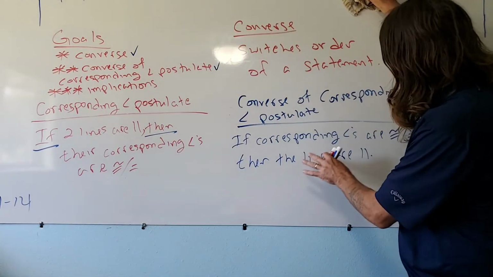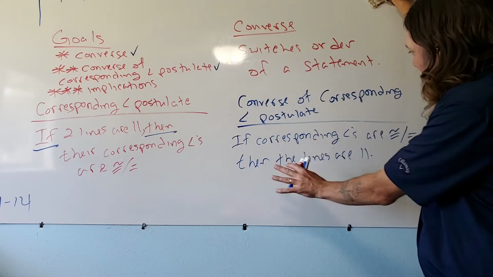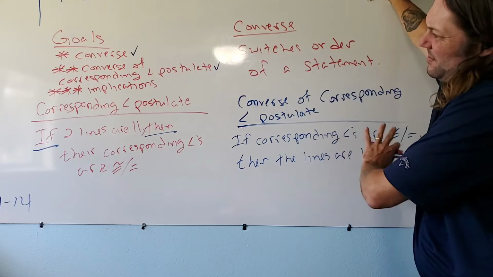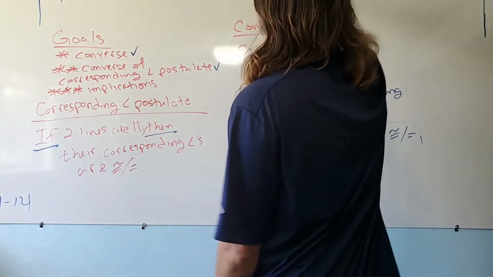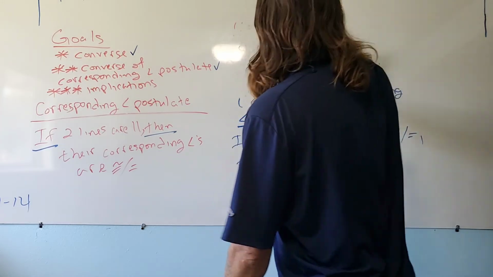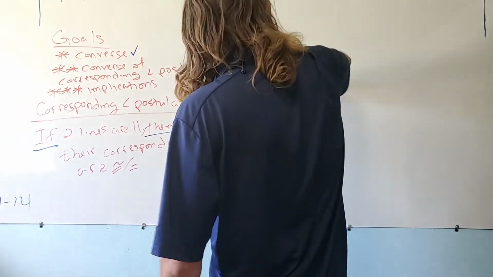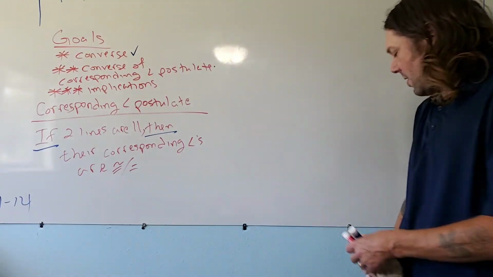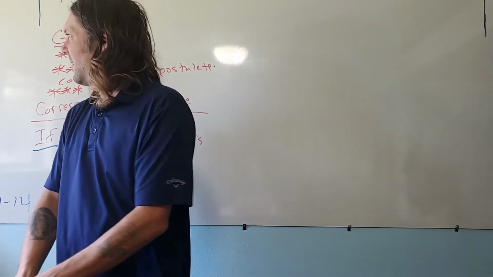So this was our goal, the converse, or this is one of our goals. So again, it's created very simply. Just switch the order of it. All right. So I'd like to just kind of make some quick little arguments.